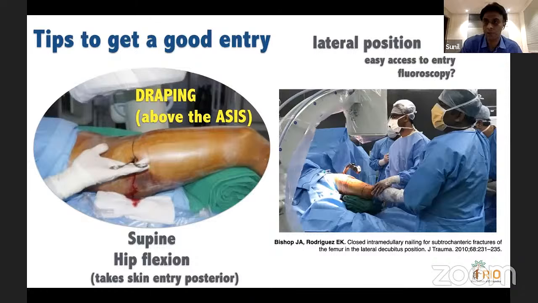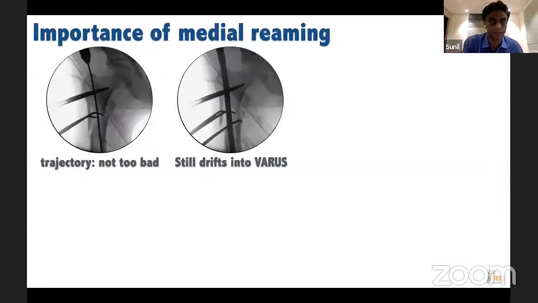Another way is to do it in the lateral position, as I told you. As I said earlier, the lateral position definitely gives you great access to the entry point without any kind of hurdle. It's absolutely easy, but it can make a lot of other things difficult if you are not well versed in how to do it. But this is one way of doing it as well.